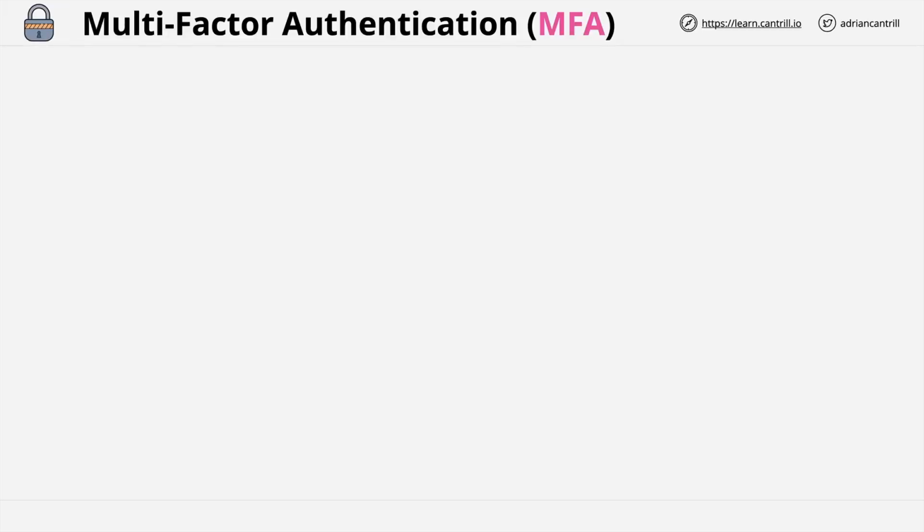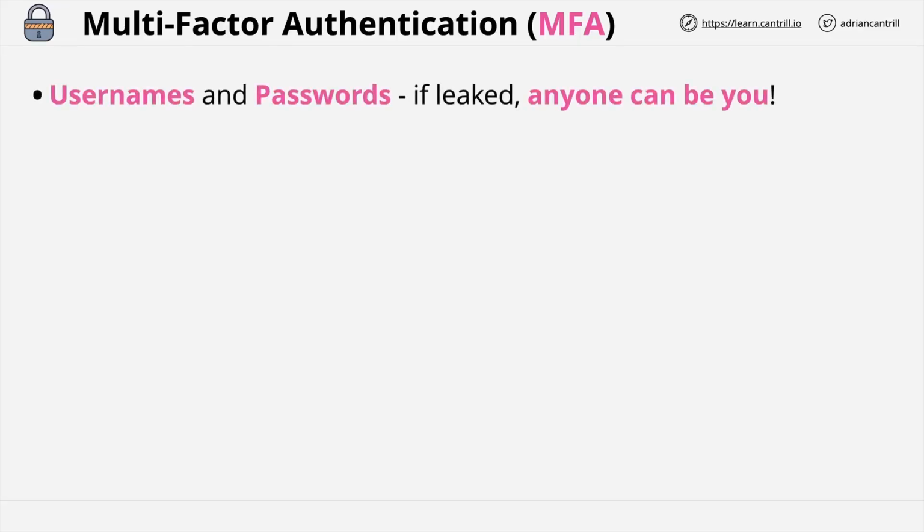Now before I talk about the way that multi-factor authentication is implemented within AWS, let's just refresh our knowledge on exactly why MFA is needed. So consider for a moment the way that you usually log in to any web-based applications. Generally, you use usernames and passwords, and if both of these are leaked, then anyone can be you. Anyone can take your username and password and use them to log into an application and impersonate you as an identity. So what we need is a way to improve this.